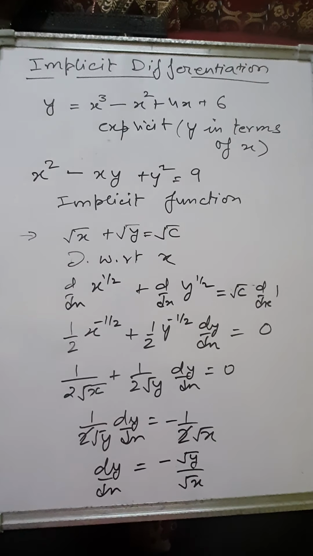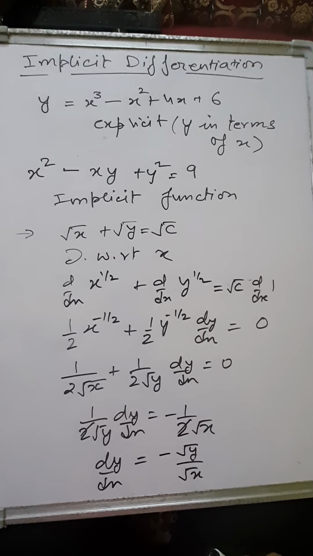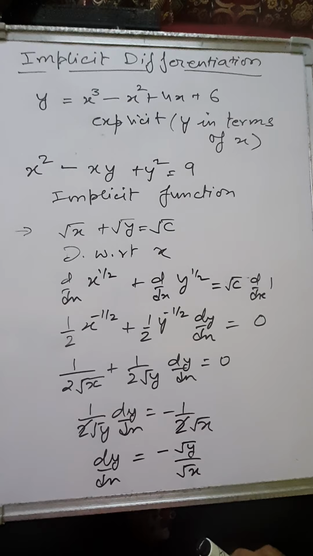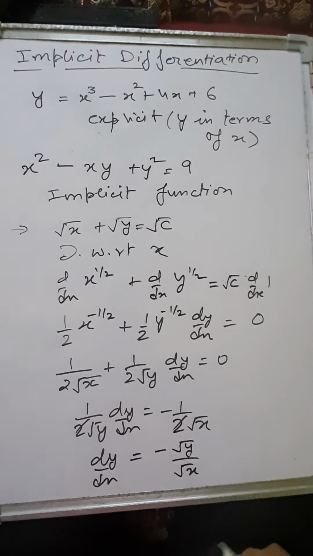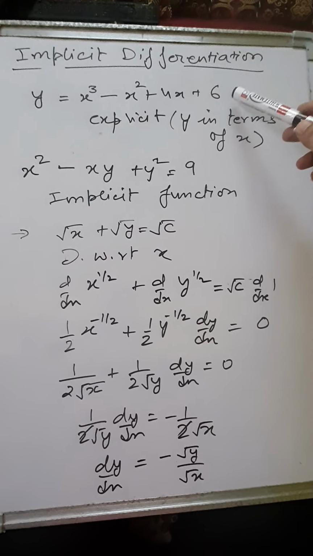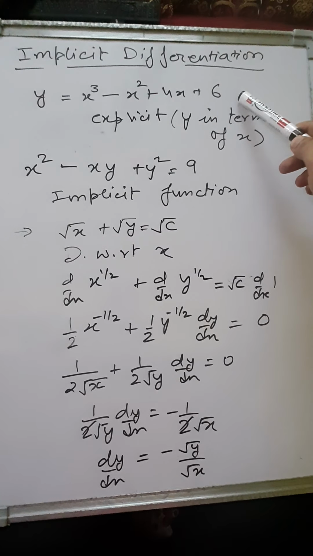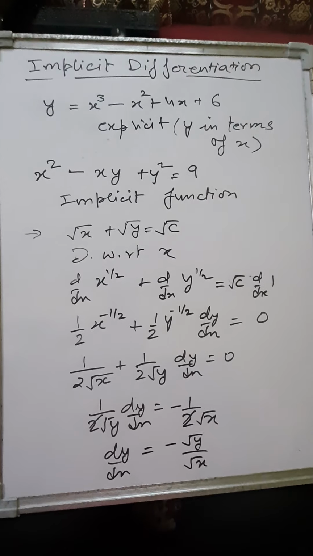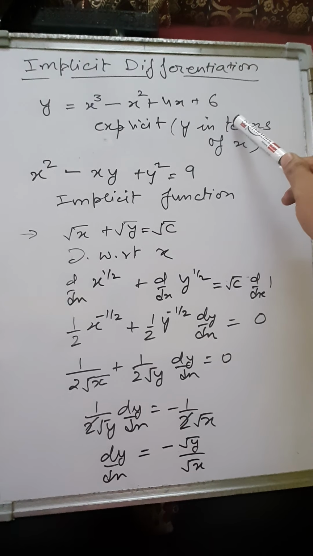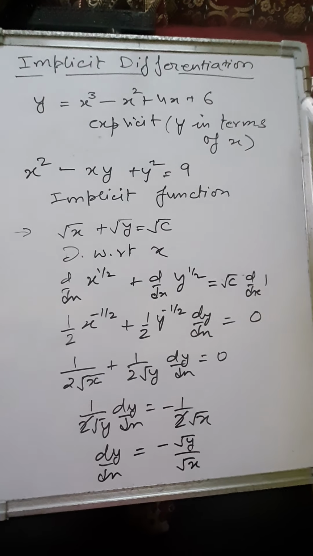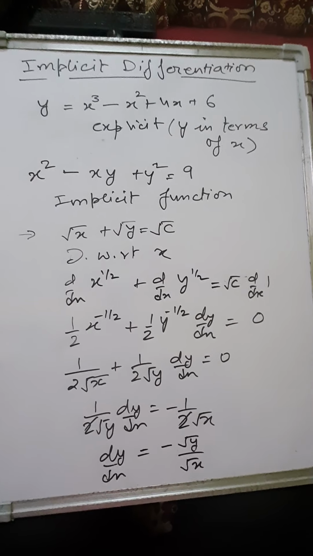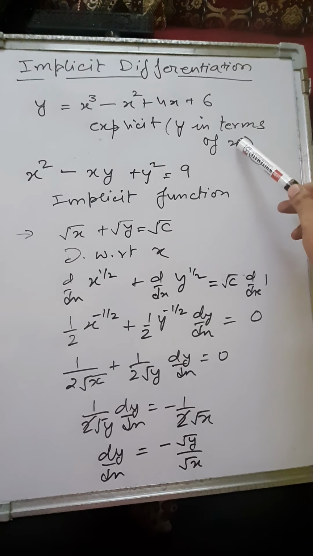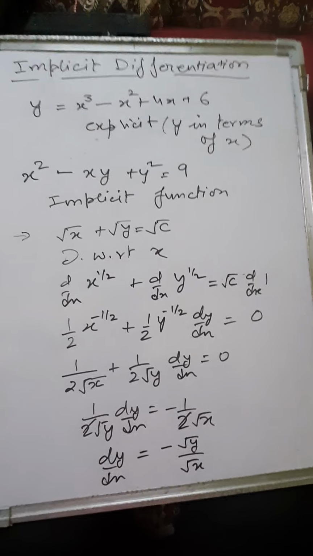And today we will learn how to differentiate an implicit function. Let's understand what an implicit function is. Generally we write an equation as y equals x cube minus x square plus 4x minus 6. This is a general equation. Now here you can see that y is the subject and y is written in terms of x, right? So this function is called explicit, where y is written in terms of x.